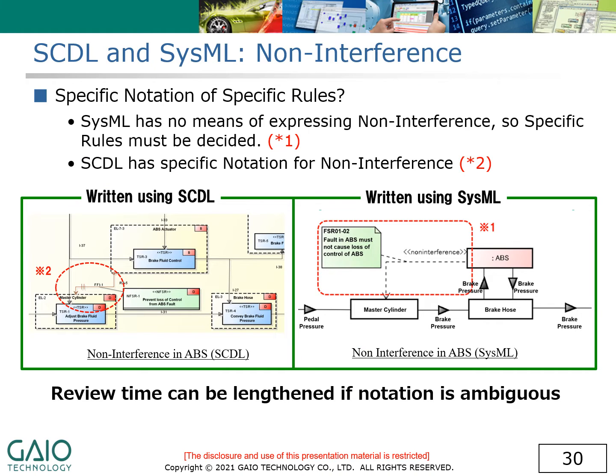sysml and other notation systems do not have a means of expressing a non-interference relationship between elements, so users must devise one for themselves. If this is incorrectly understood by others assessing the document, there will be an unnecessary time loss in reviews and other occasions where this must be explained. SCDL has specific notation for non-interference and so can avoid this kind of problem. Incorrect assignment of ASIL levels can also be avoided in such cases.